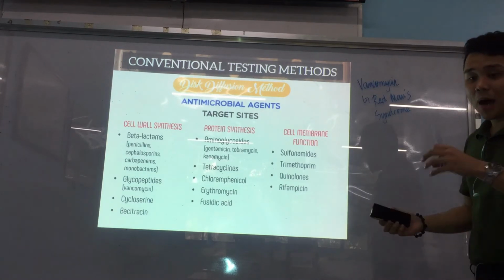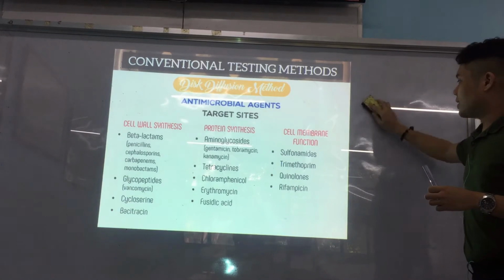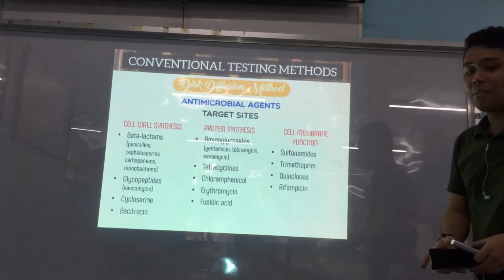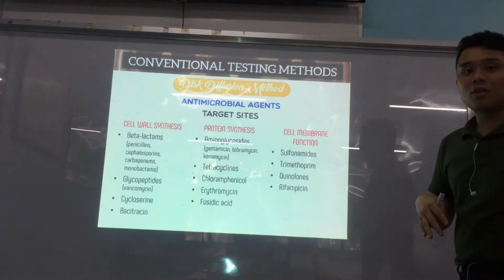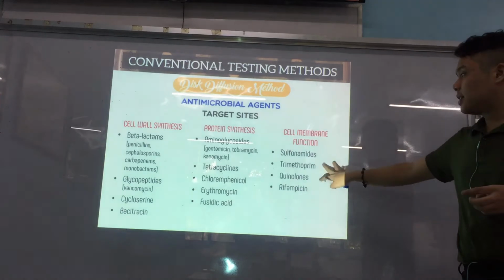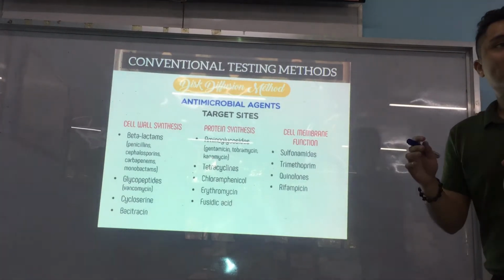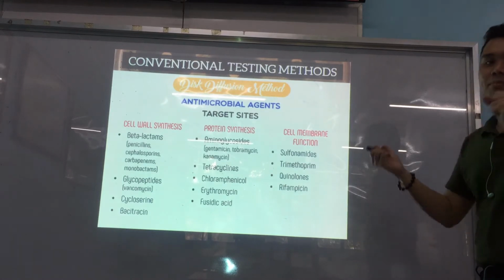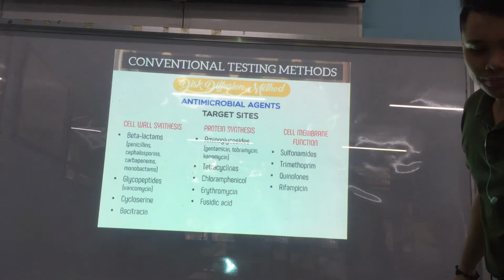So these are just, again, examples in a nutshell of the different antibiotics na ginagamit jud nato. Okay? And unsay mga target sites. So meaning asa sa part sa kagaw sila mo atake. Okay? So pwede bang sa cell wall, sa protein synthesis, or sa cell membrane na function. And all together, ang ilang function is para dili na mo function well ang kagaw and eventually para mamatay na imuhang pathogen. Okay?